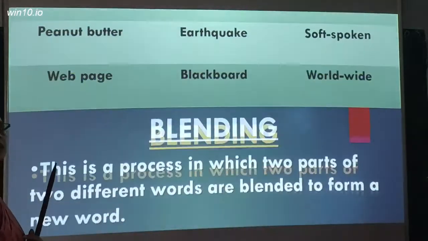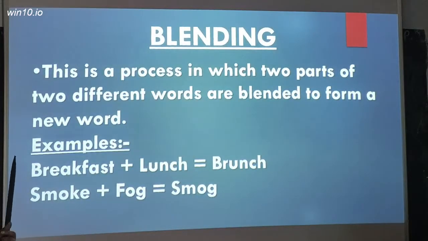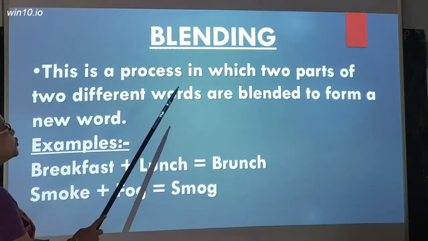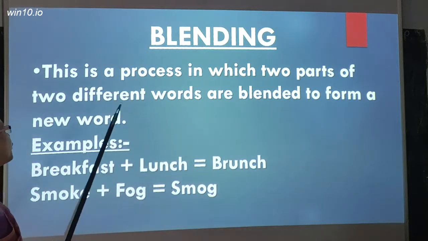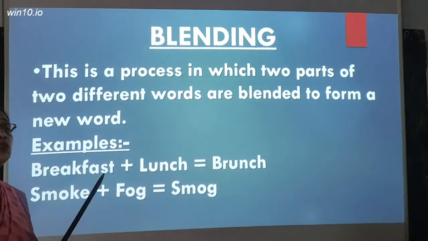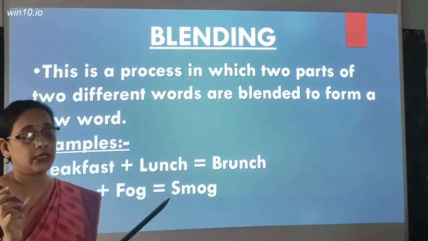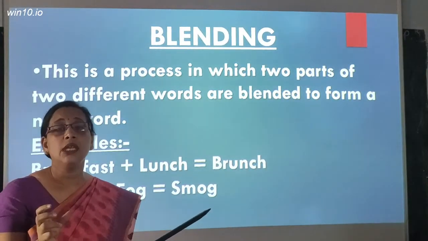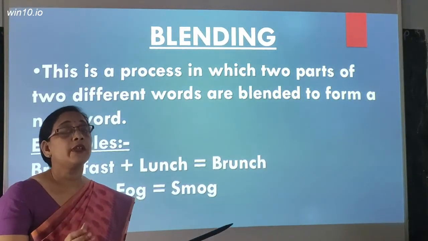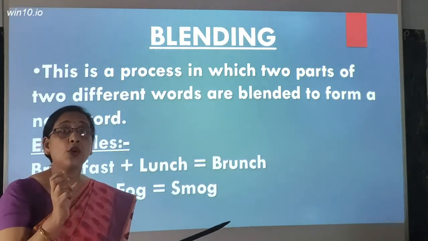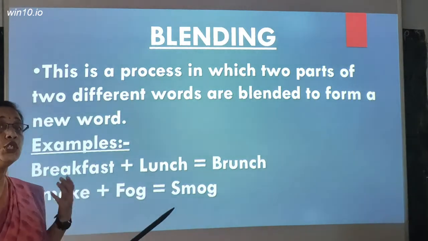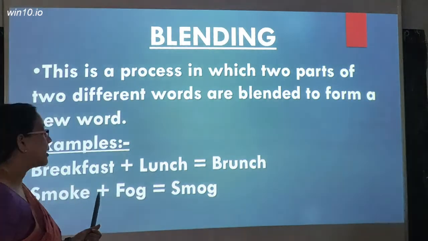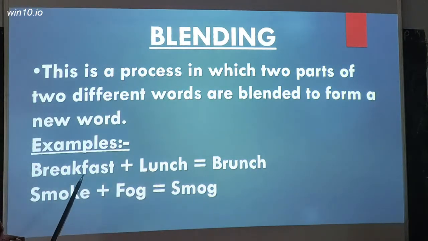Now come to the next process, and that is blending. This is a process in which two parts of two different words are blended to form a new word. When two words have different meanings, but when they are joined together, not the whole word but the parts of the words, they form a new word, and this is called blending. Look at the example: breakfast plus lunch.